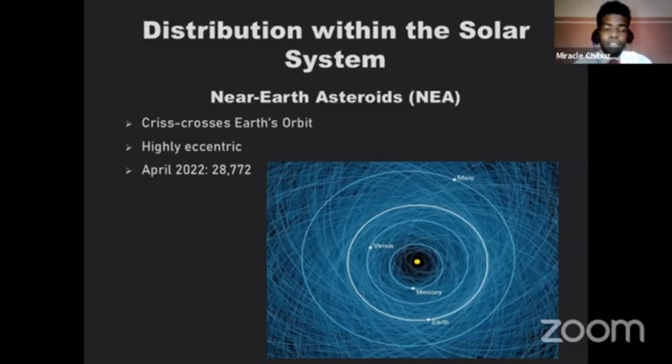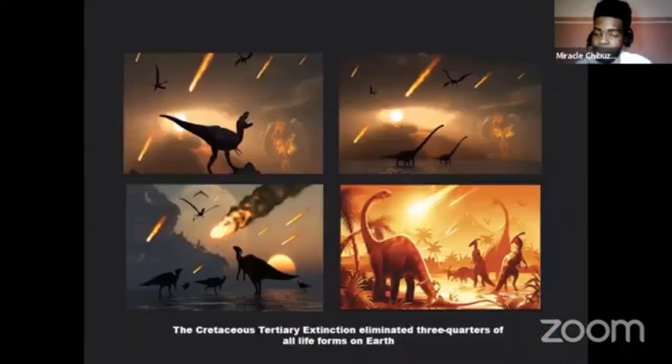As of April 2022, we have discovered about 28,772 of these near-Earth asteroids. And that will lead us to citizen science, because we need to find these near-Earth asteroids, because they are very dangerous. Something bad happened to the dinosaurs 66 million years ago. The asteroids, they were hit. Okay, let me explain the dinosaurs, sorry. I made a mistake. Let me explain the dinosaurs.